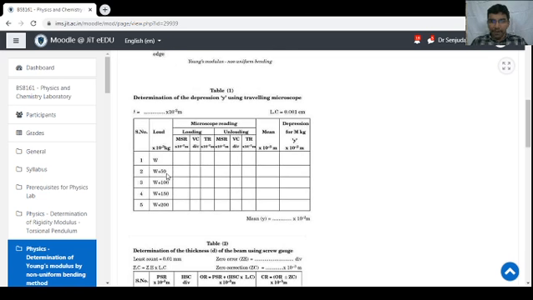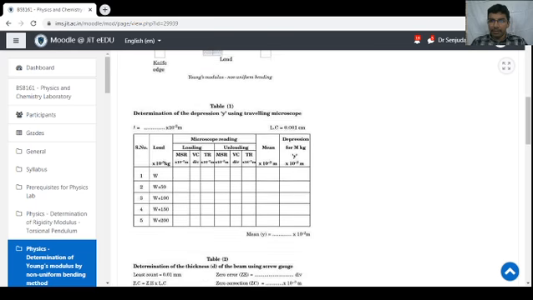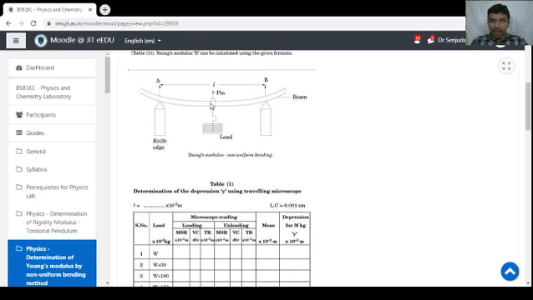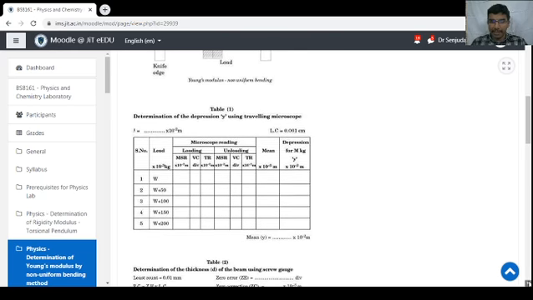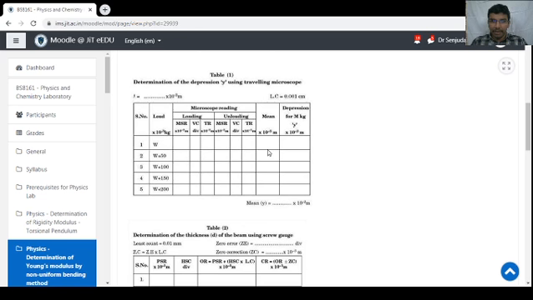Whenever you are adding the load, it will decrease the height. That is called depression. You are adding the load in the middle, one by one, and automatically it will decrease the height. That is called depression. So you are measuring for each and every value of W, W plus 50, W plus 100, W plus 150, W plus 200.